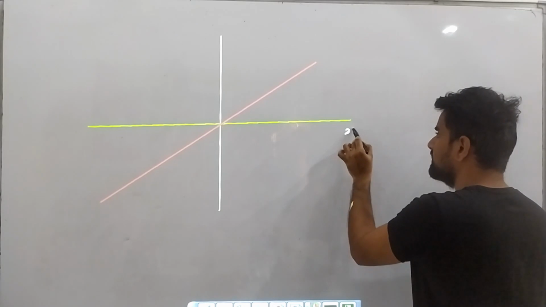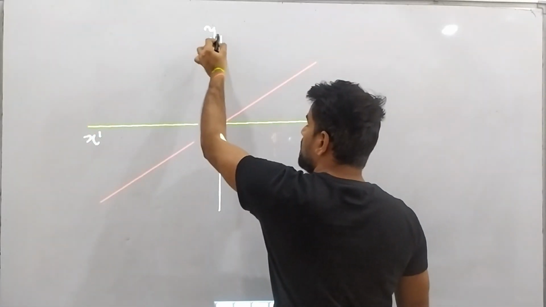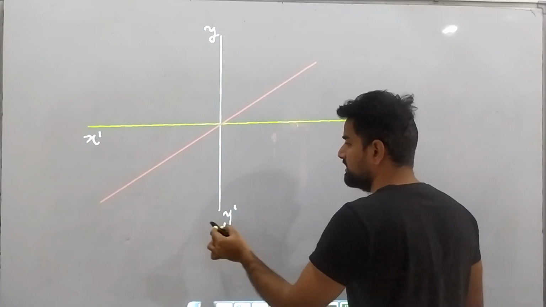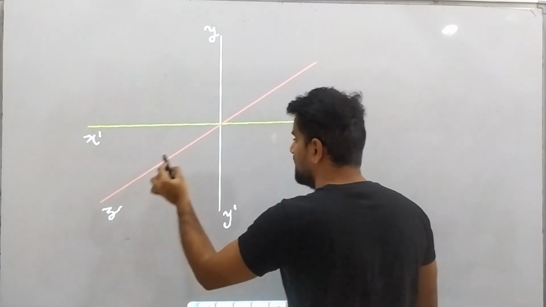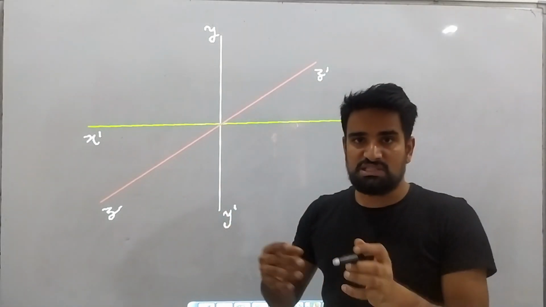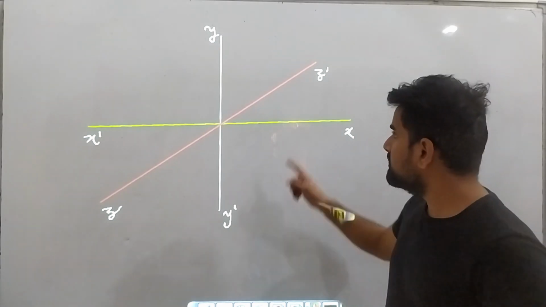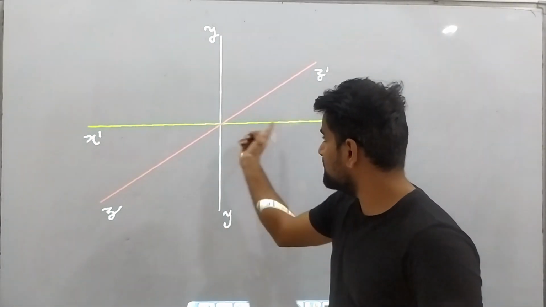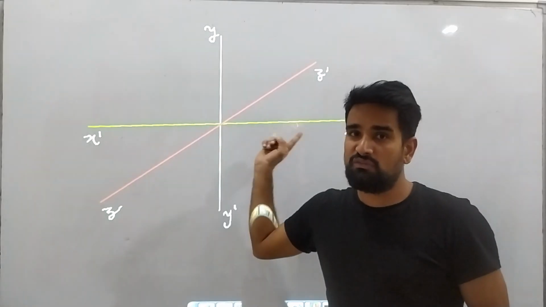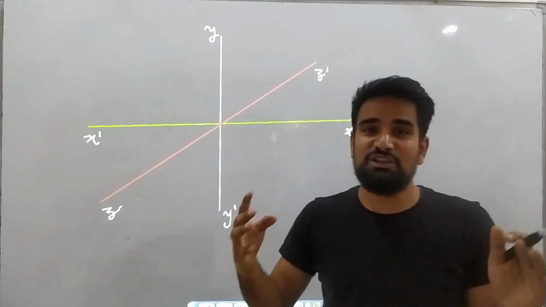So this is x, this is x dash, this is y, and this is y dash, this is z, and this is z dash. Now we have represented all the directions very easily. And we all know that this is k cap. This represents the direction of movement on the x-axis. It is represented by i cap, j cap, and k cap. These are the unit vectors.